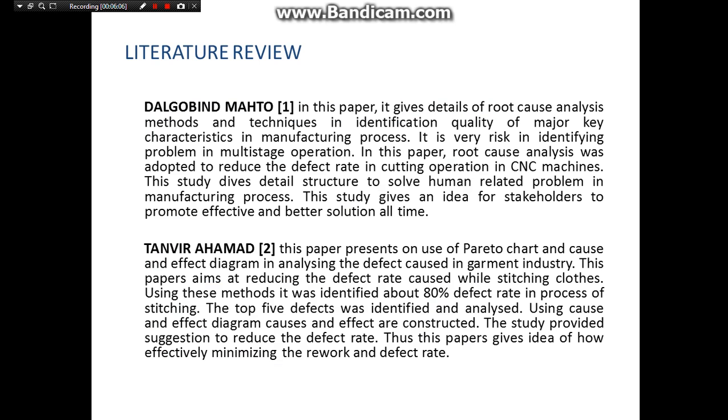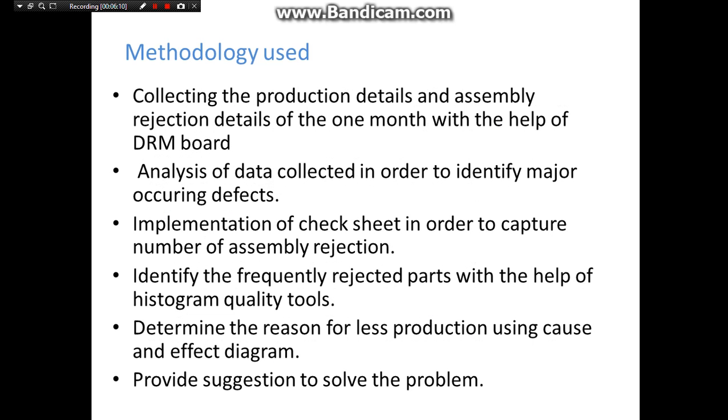Literature review. These are the literature review. Methodology used. First of all, collecting the production details and assembly rejection details of 1 month with the help of the DRM board. DRM board means daily routine management. Analysis of data collected in order to identify, measure, or prevent defects.